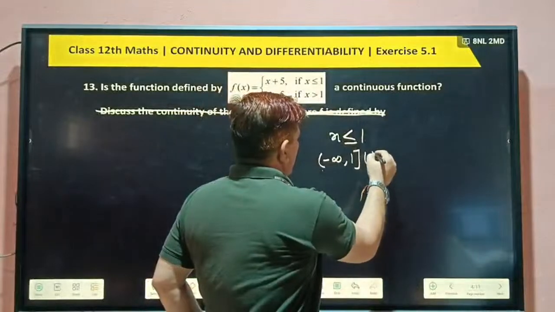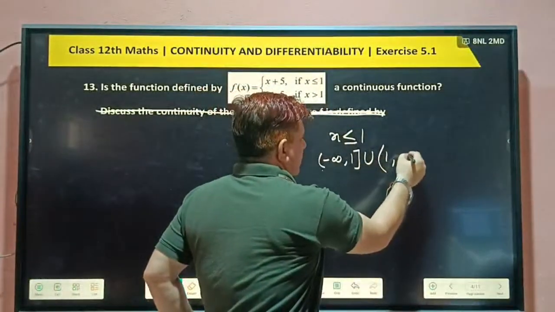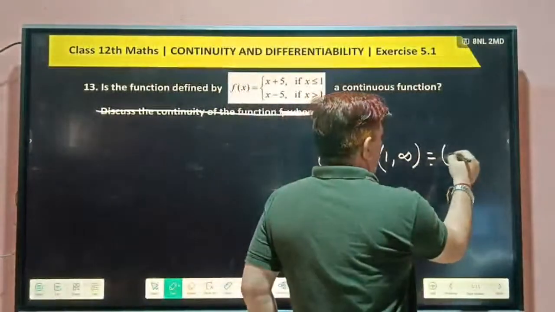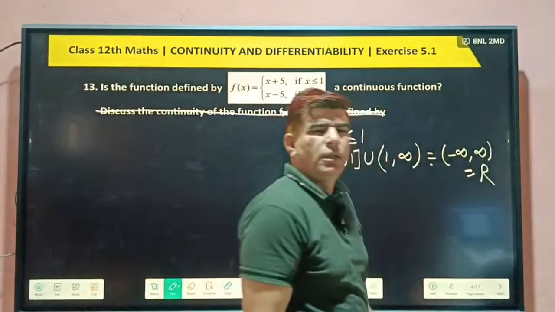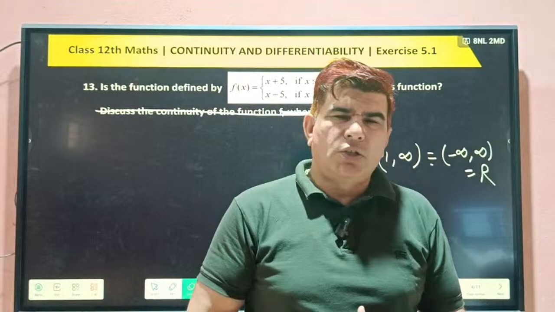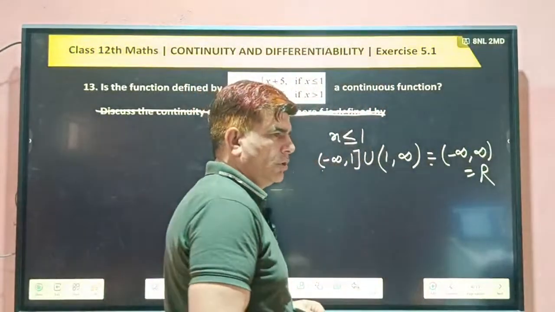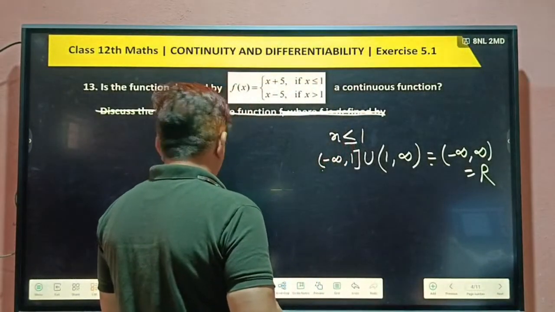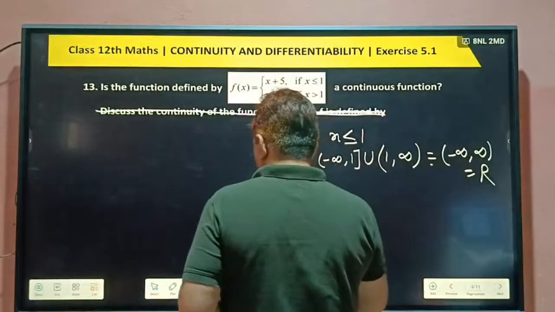Union. Watch. X is greater than 1, so 1 to infinity. So what does it become? It becomes minus infinity to infinity, which is equal to R. So you have to tell whether this function is continuous on all real numbers or not. I think you understood. Yes or no? So we will check.